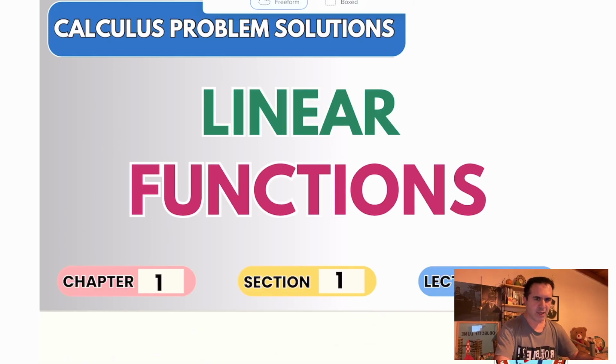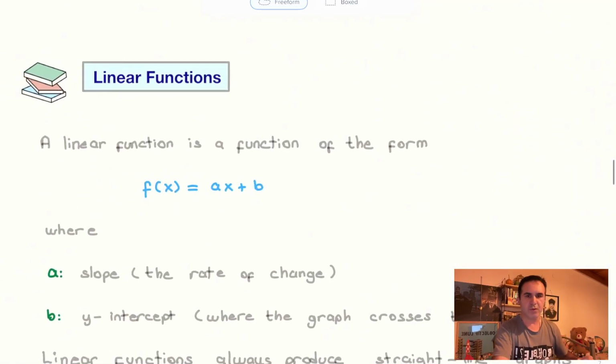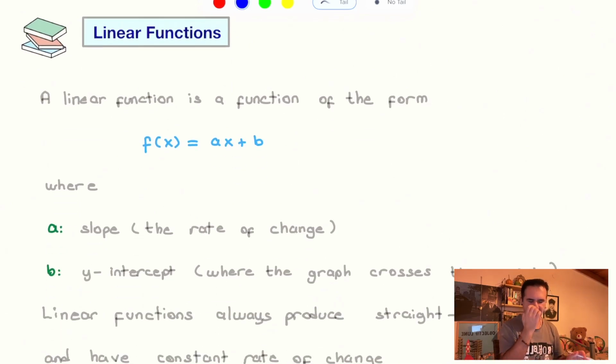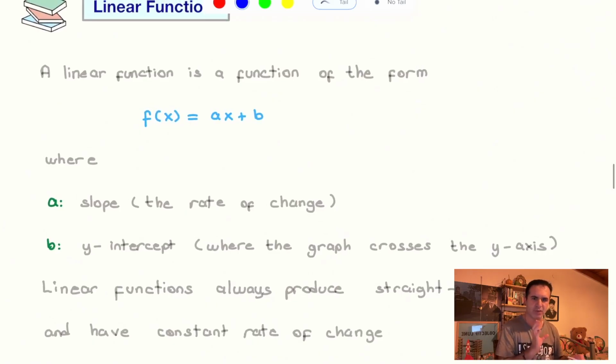A linear function is a function of the form f of x equals ax plus b. Here, a is the slope of the line, the rate of change, and b is the y-intercept, where the graph crosses the y-axis. Linear functions always produce straight-line graphs and have a constant rate of change.